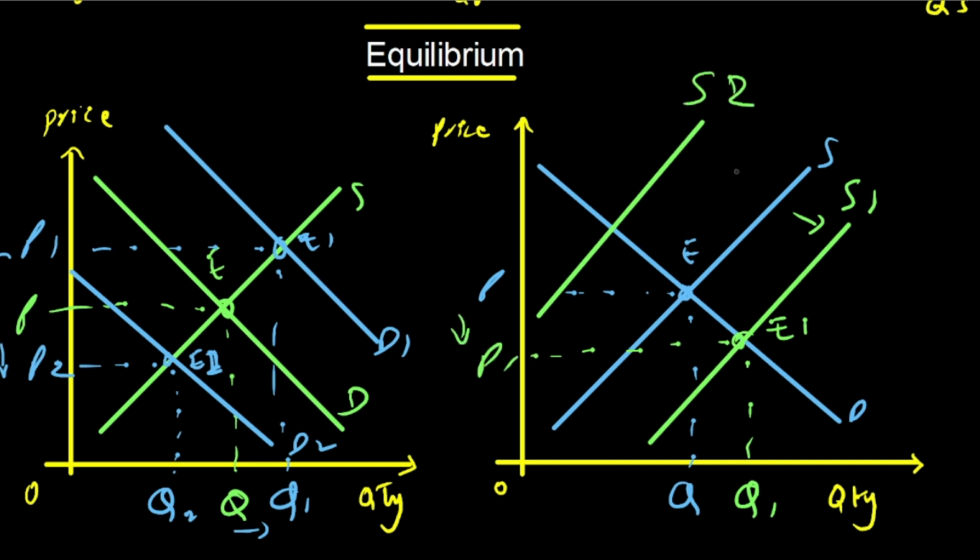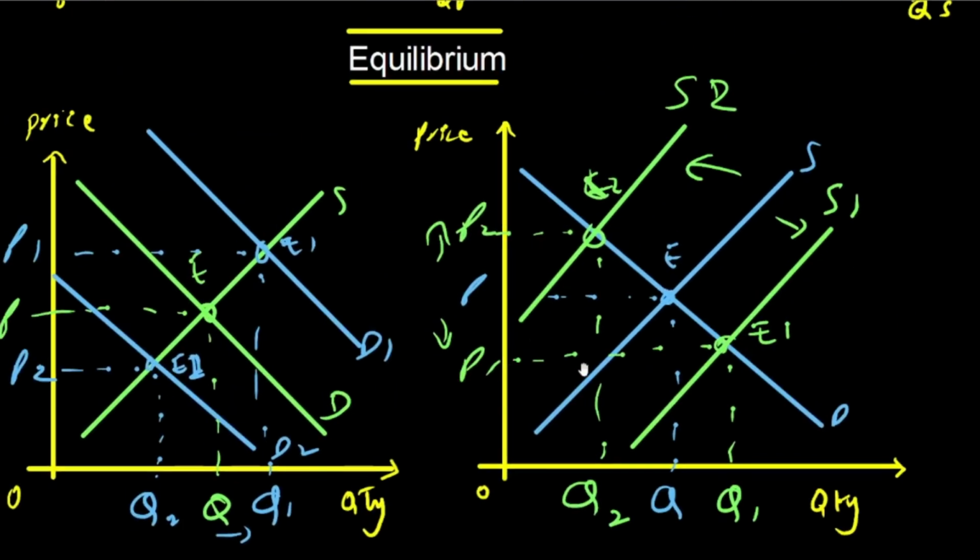A decrease in supply will shift the supply curve to the left. The new equilibrium is E2. This is E2, and price will increase to P2 and quantity will fall to Q2. And the non-price factors for supply I have already told you in the previous graph.